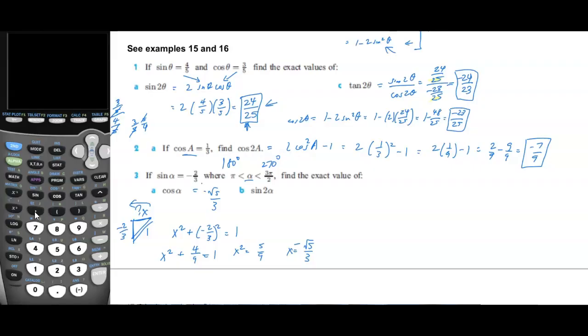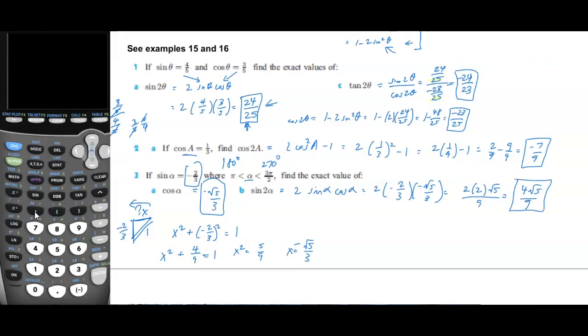All right, now that I have the cosine value and I have the original sine value, it's pretty easy to find sine 2 alpha because sine 2 alpha is 2 sine alpha cosine alpha. So it's equal to 2 times negative 2/3 times negative square root of 5 over 3, which is equal to 2 times 2 times square root of 5 over 9, which is 4 square root of 5 divided by 9. What happens to the negatives? They cancel each other out. Done.